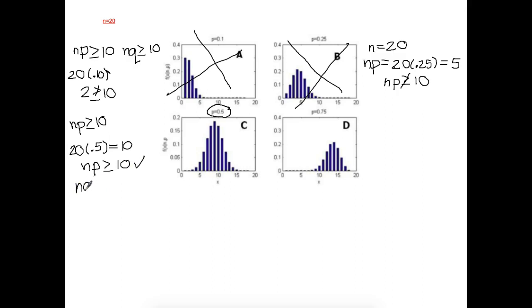And then if we do NQ, remember Q is just 1 minus P, so in this case it's the same darn thing. So NQ is also greater than or equal to 10. So this one, we could use a normal distribution to approximate this.